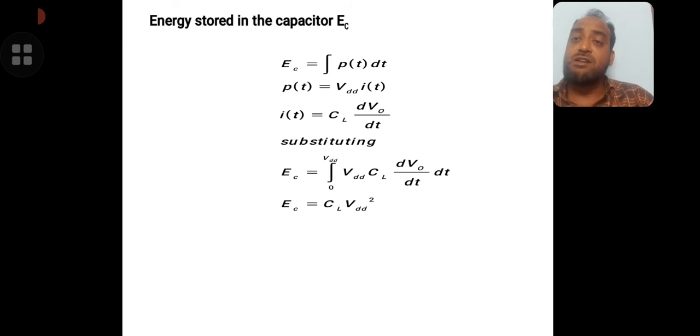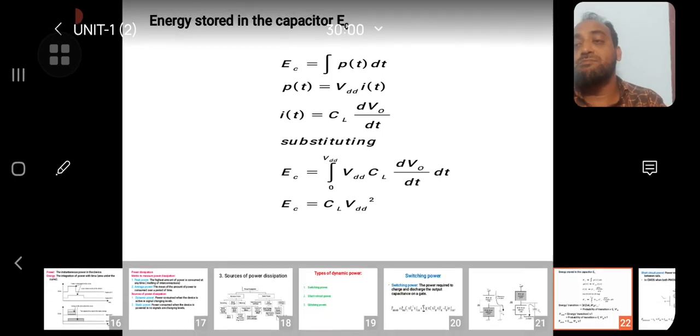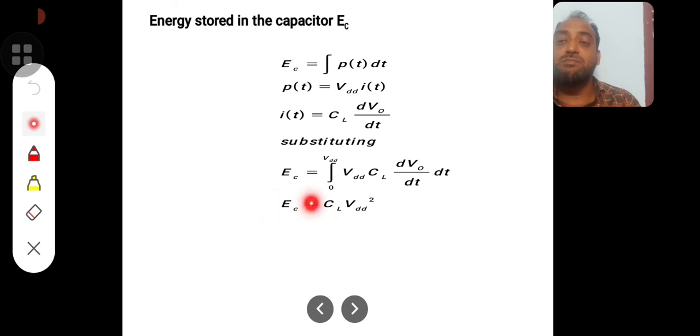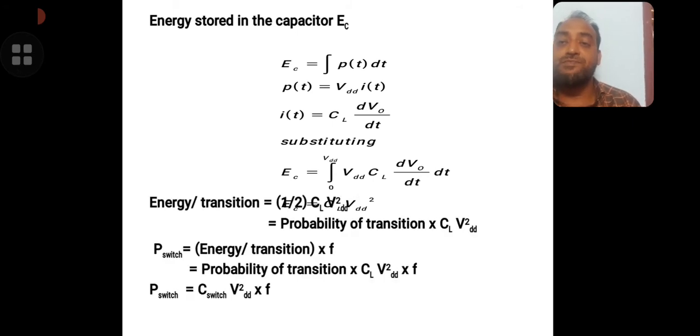Substituting this I of t and P of t in the energy equation, the energy function becomes EC is equal to integral 0 to VDD, VDD into CL into I, where I is equal to dV0 by dt, into dt. If you simplify that equation, the energy stored in a capacitor EC is equal to CV square, load capacitance into supply voltage square. Now energy per transition is half CV square.